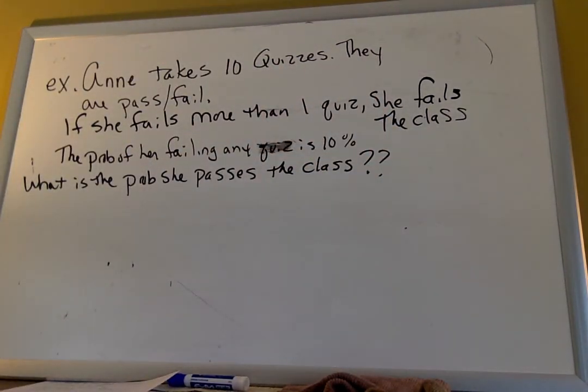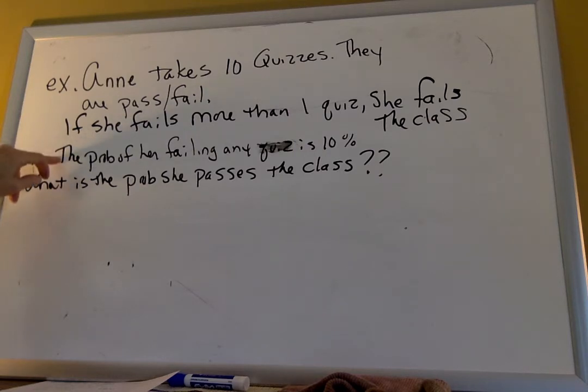She takes 10 quizzes. This is the way her course is set up. Each quiz is pass-fail. And here's the rule that the professor gives: if she fails more than one quiz, she fails the class. Here's another given piece of information. Usually this is given to you at the beginning. I hid it in the word problem just to make you read more carefully.